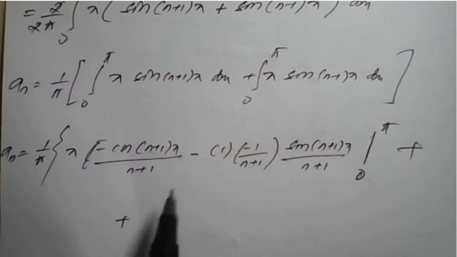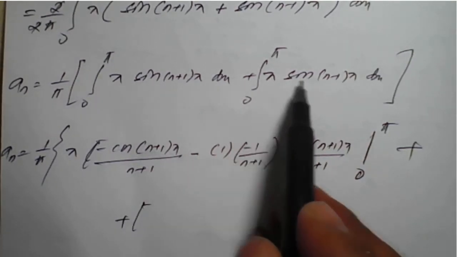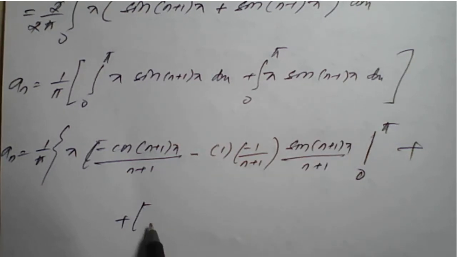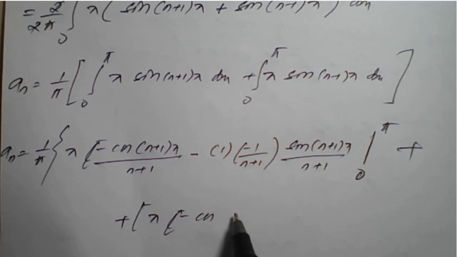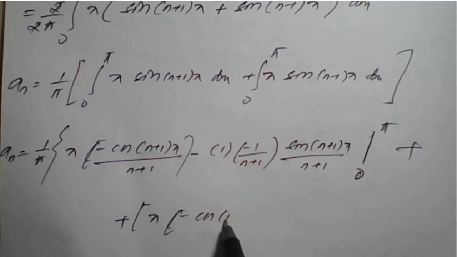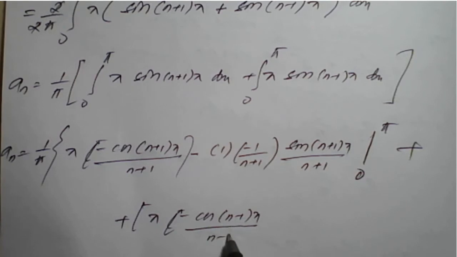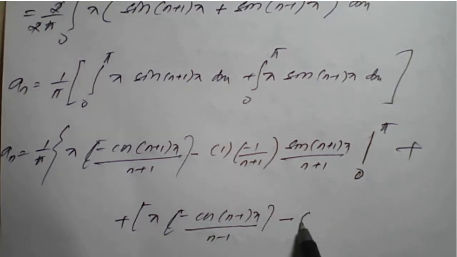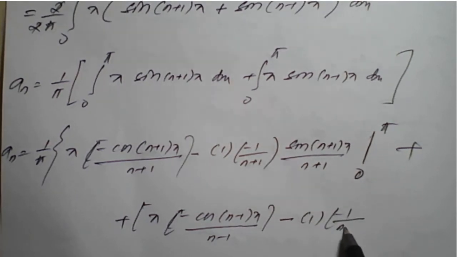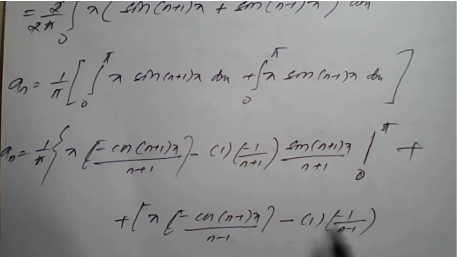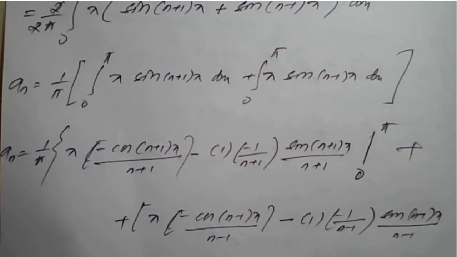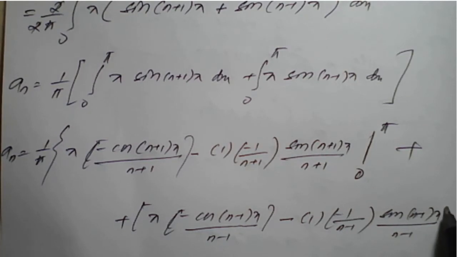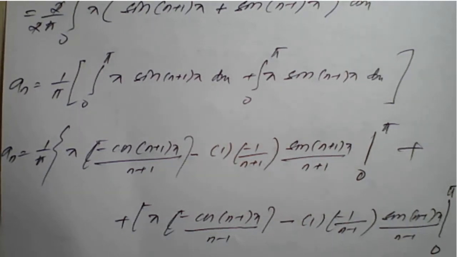So again I'll put a bracket: x into sine (n minus 1) x, that is keep x as it is, integration of sine is minus cos of (n minus 1) x divided by n minus 1. Formula: minus differentiation of x is 1, this minus 1 upon n minus 1 will carry, integration of cos is sine of (n minus 1) x upon n minus 1, and close with the limit 0 to pi.